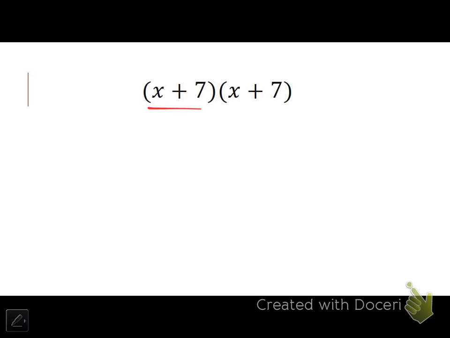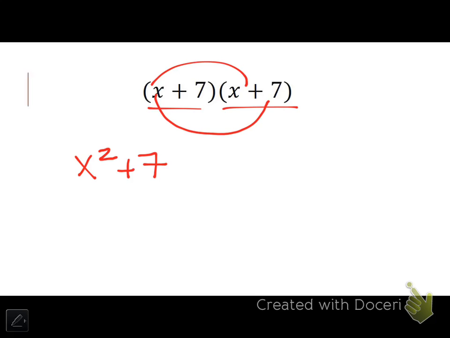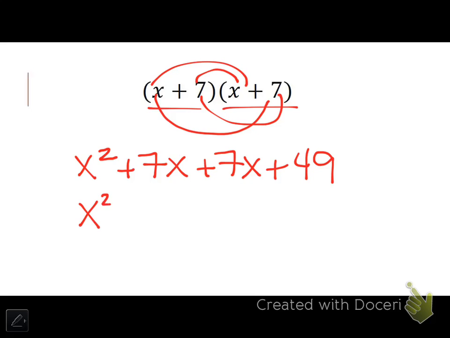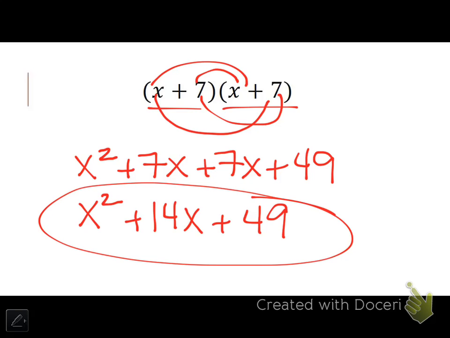Okay, I see two binomials, so I got to FOIL. So if I do my first, x times x is x squared. My outside is going to be plus 7x, inside plus 7x. And last, 7 times 7 is 49. So 7x plus 7x is going to give me 14x. And it's written in standard form.